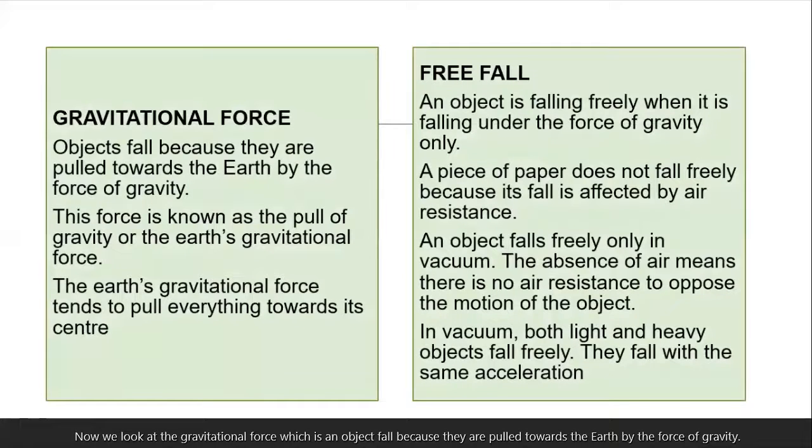Now we look at the gravitational force, which is that an object falls because it is pulled towards the earth by the force of gravity. So that means when we are standing and we throw up a ball or an object, it will fall down due to the gravitational force. While for free fall, an object is falling freely when it is falling under the force of gravity only. So a piece of paper does not fall freely because it is affected by air resistance.